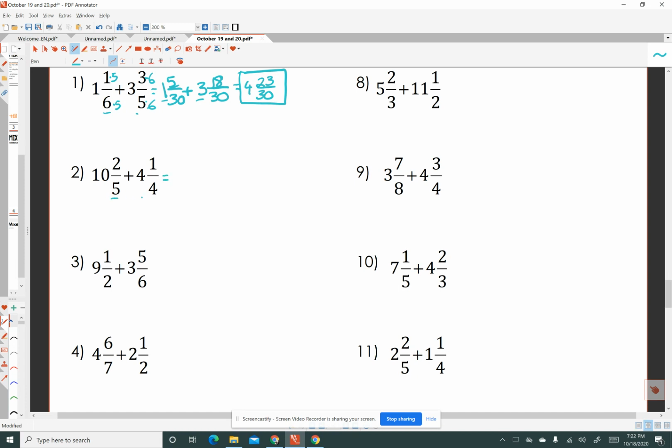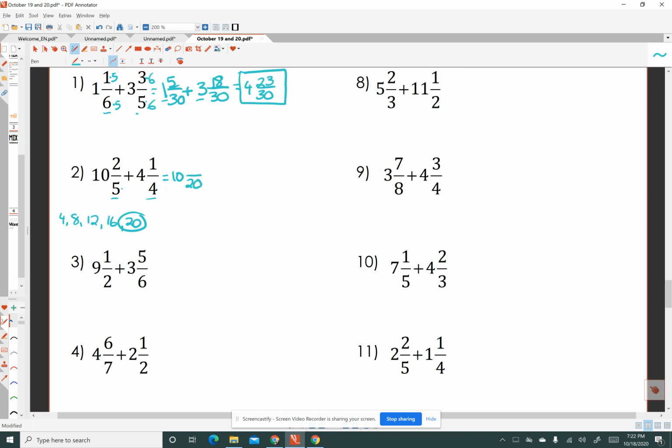If we have a 5 and a 4, let's think, what will our new denominator be? Multiples of 4 are 4, 8, 12, 16, 20. There we go. That's also a multiple of 5. 5 is a factor of 20. So our new denominator will be 20.